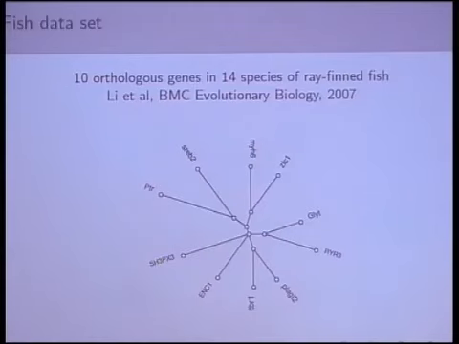The second data set I've looked at consists of 10 orthologous genes in 14 species of fish. So there's the metatree for these different genes. It's rather long and kind of straggly. You've got these long exterior branch lengths that show there's a high degree of conflict between the different tree topologies you're getting out for each gene.